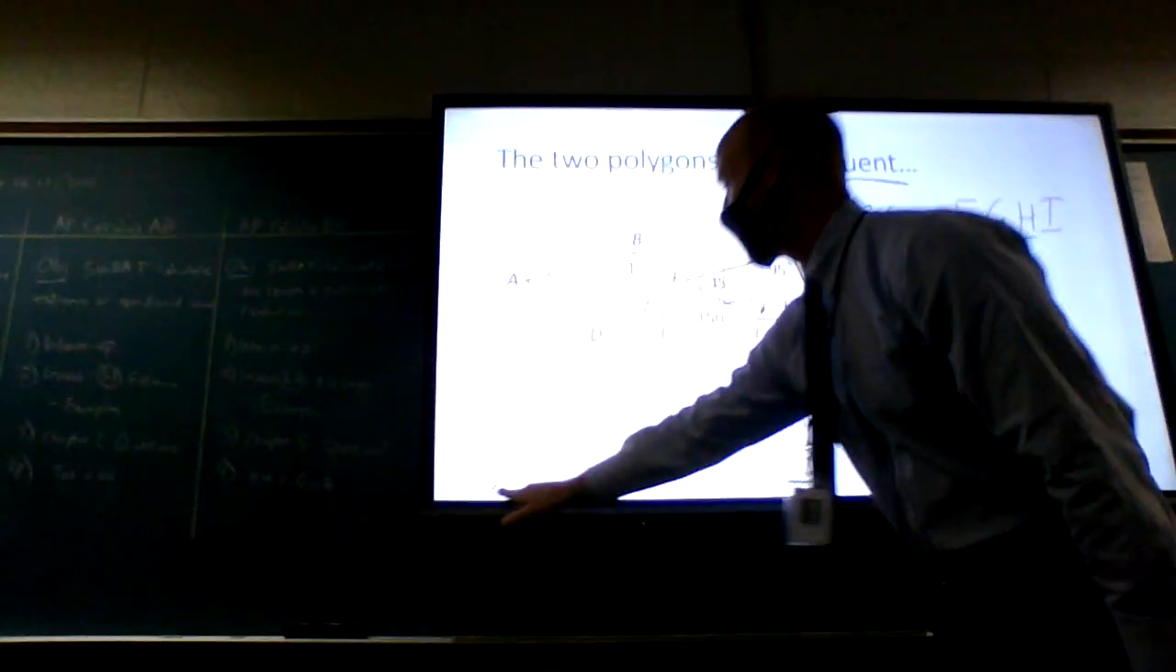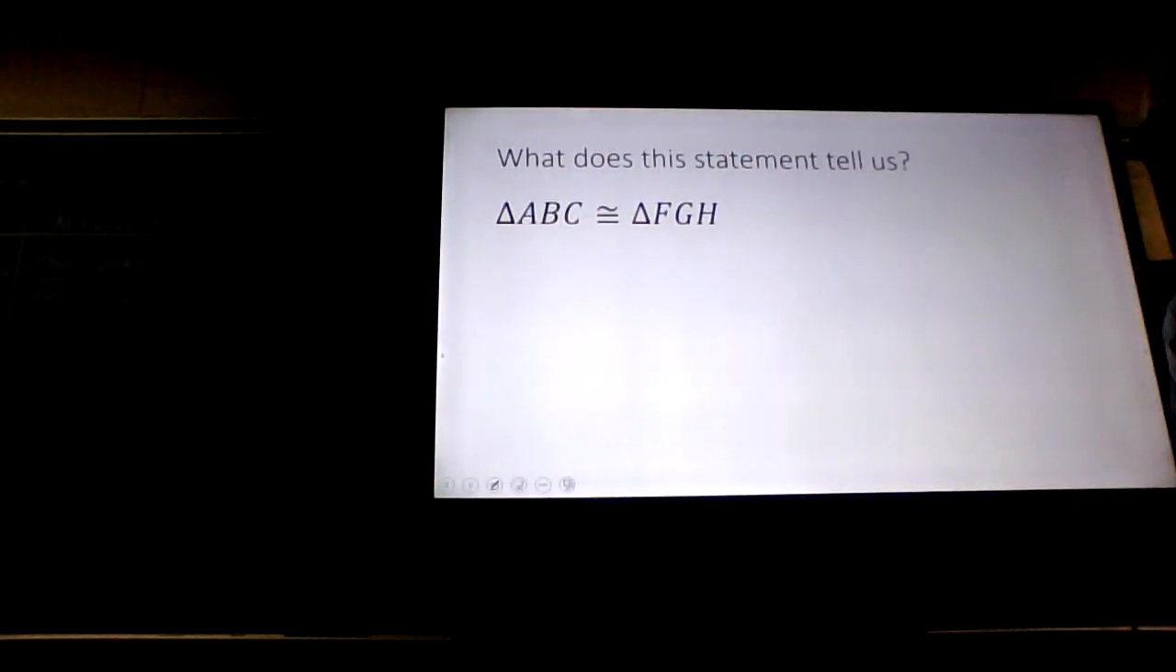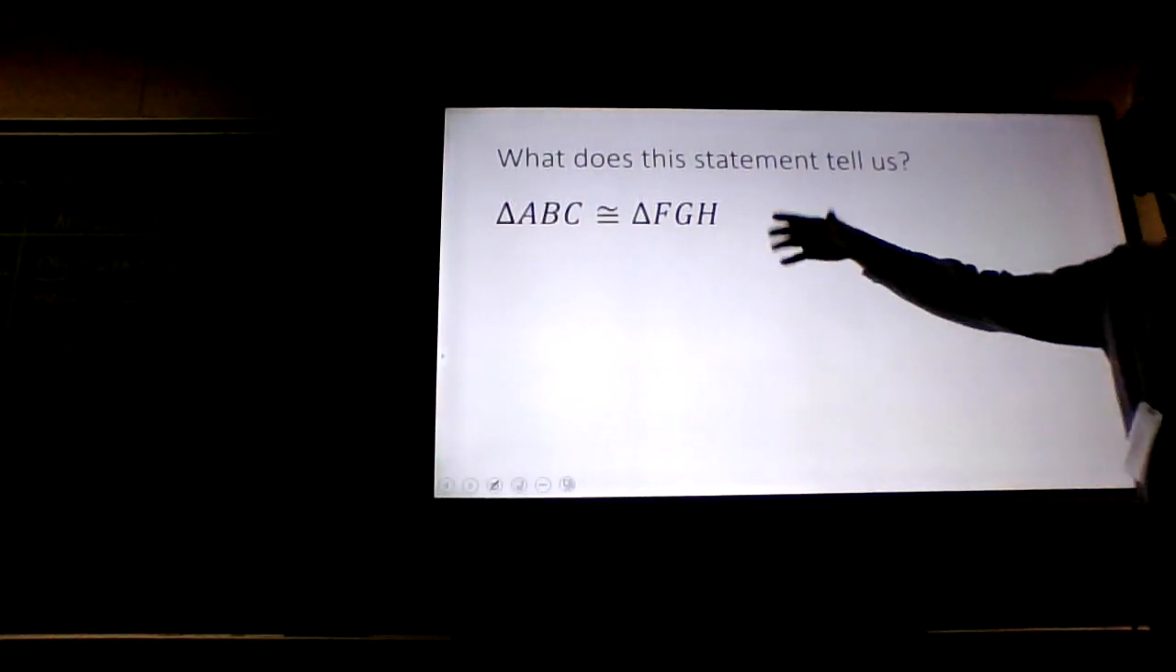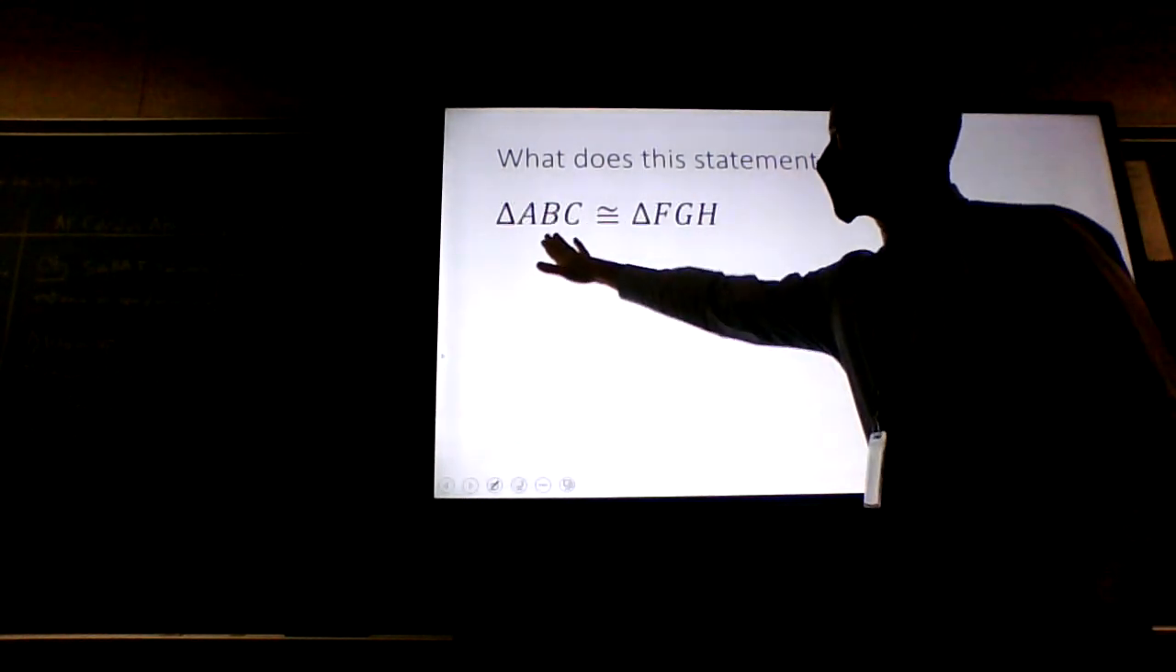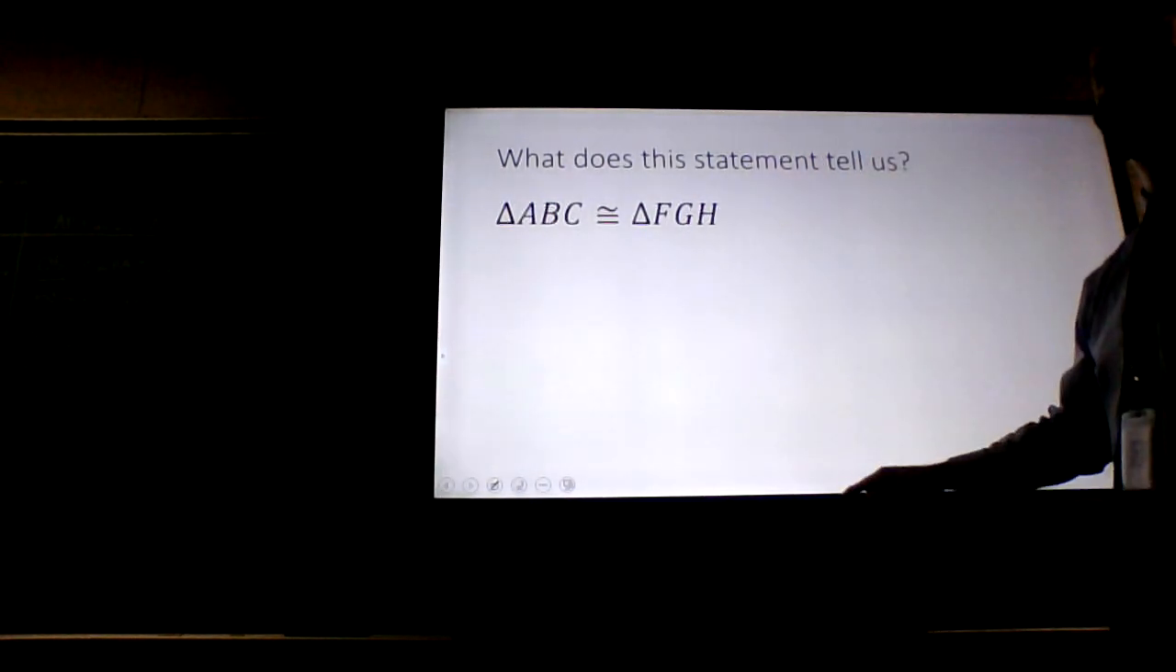I keep wanting to go forward on my PowerPoint in this one. Okay, so here I'm not giving you a picture at all. And I'm telling you that this triangle is congruent to this triangle. Okay?